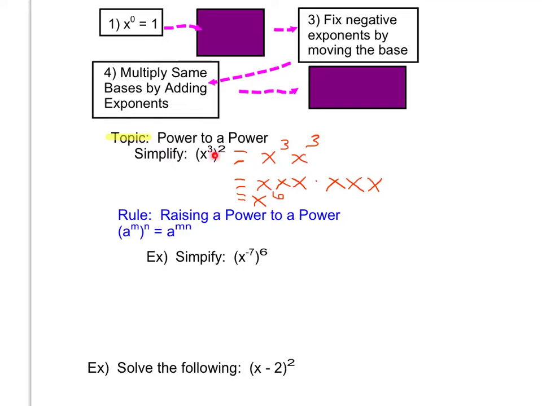Well, what could I have done with 3 and 2 to get that 6? Well, I could have multiplied 3 times 2 to give me the 6. That's our new rule. Whenever we have 2 exponents, a power to a power, we will multiply our exponents to get the same base, and then again that multiplication between our exponents. Say, for example, on this first example, I have x to the negative 7 raised to the 6. Multiplying negative 7 times 6 gives me x to the negative 42, or 1 over x to the positive 42.